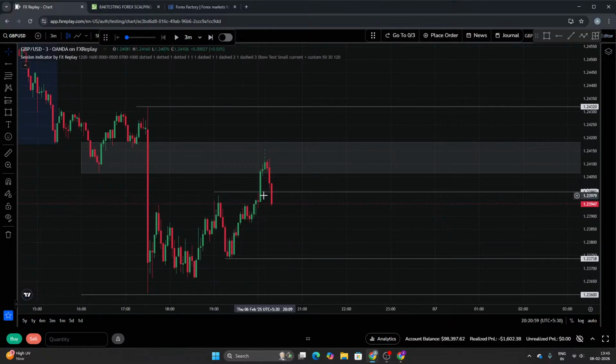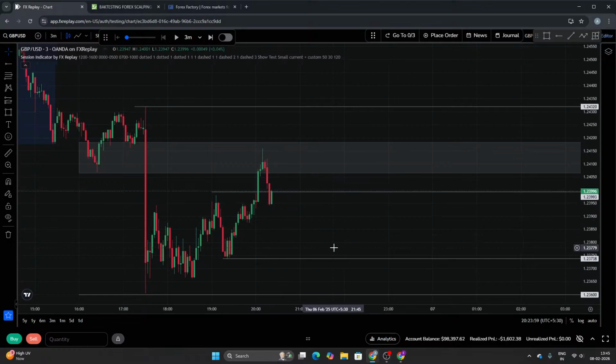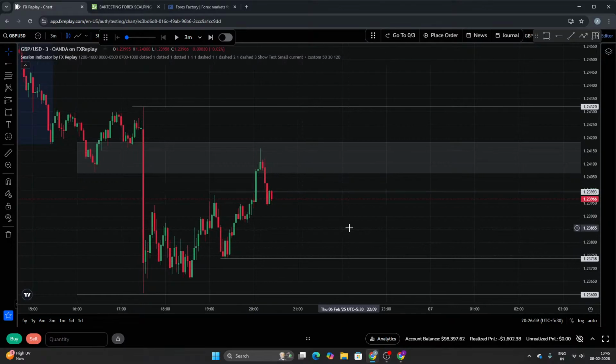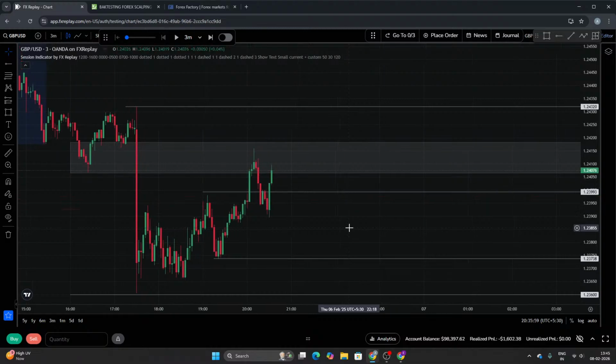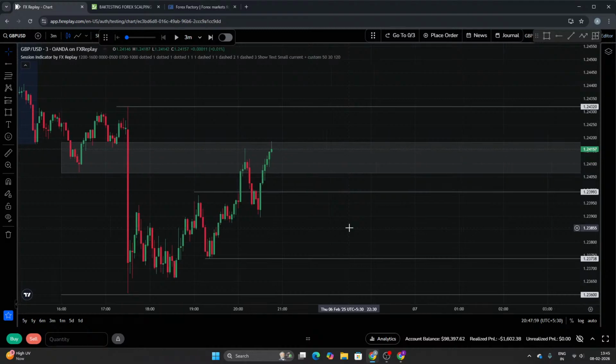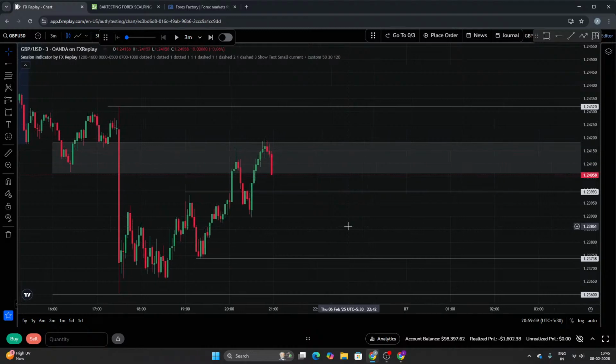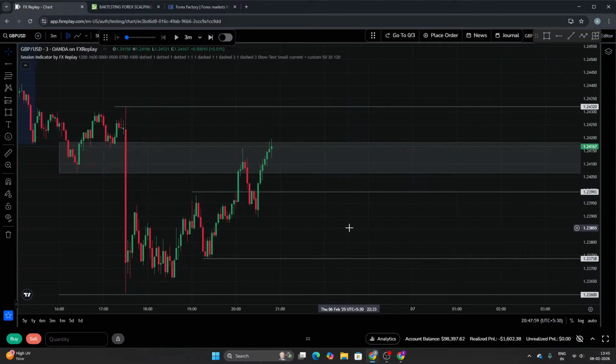I should call it a structure shift, CISD, if I may. I want it to tap this level and the market to come down again. Yes, it tapped it. Now I want it to come down.